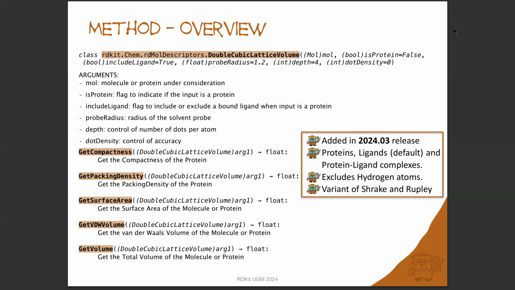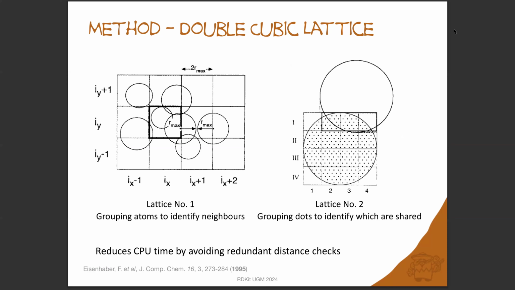So by default, we don't include any hydrogens in these calculations because the relative size is kind of negligible. And you would need to go into the code and turn that off if you wanted to include hydrogens. I'm willing to consider adding that in as a parameter if anyone has any strong objections, but we can debate that later in the pub. And as I mentioned, this is a variant of Shrake and Rupley. So the method is quite aptly named.